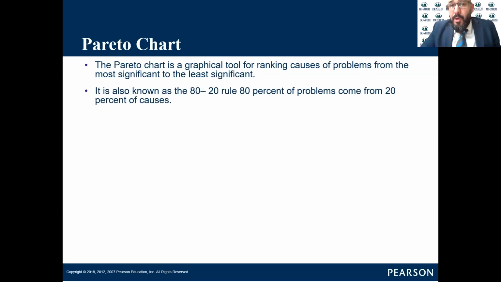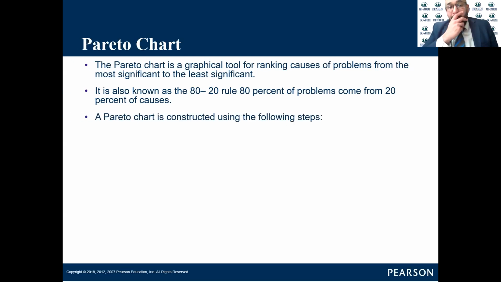And it is also known as the 80-20 chart because it uses the 80-20 rule, which is basically saying 80% of the problems happen due to 20% of the causes. So if we eliminated these 20% of the causes, we will be finishing up with 80% of these issues.